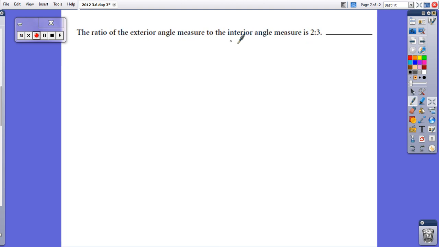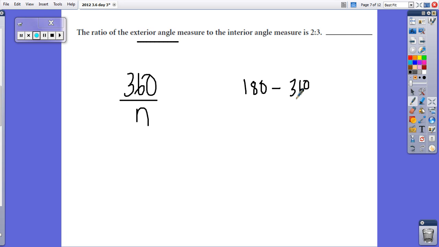The ratio of an exterior angle measure to an interior angle measure is 2 to 3. I don't know what the exterior angle is, but we have a formula to find it. And I don't know what the interior angle measure is, but we have a formula to find that too. I can't set them equal because it doesn't say they're equal, but it does say that the ratio is 2 to 3.